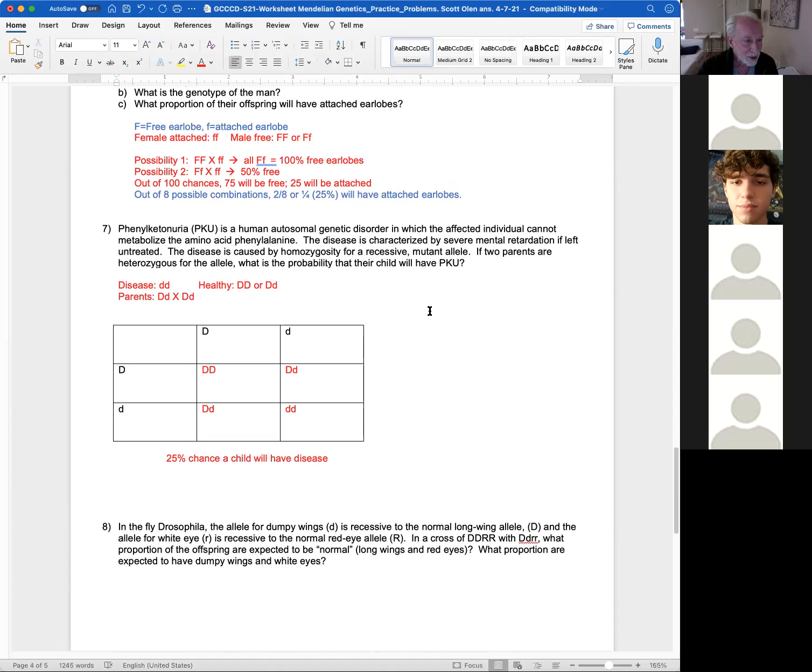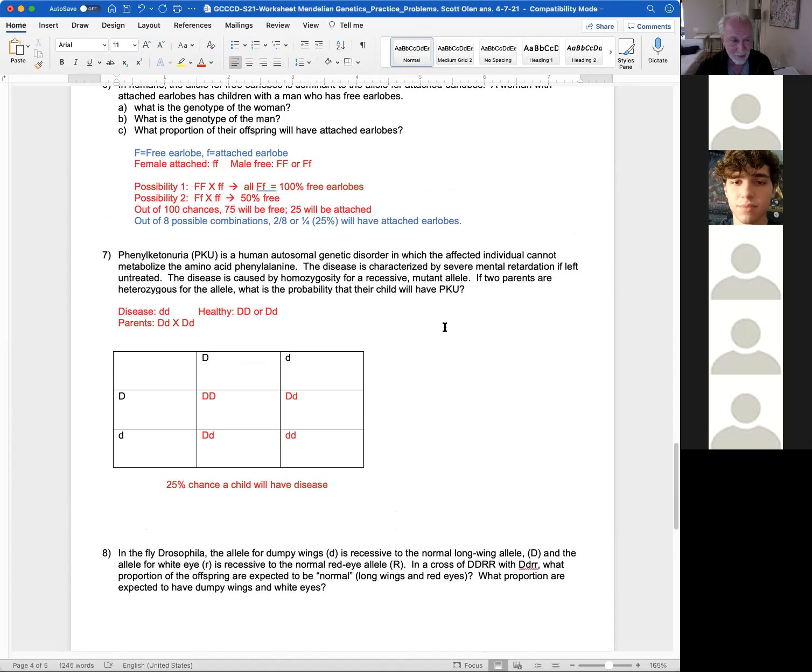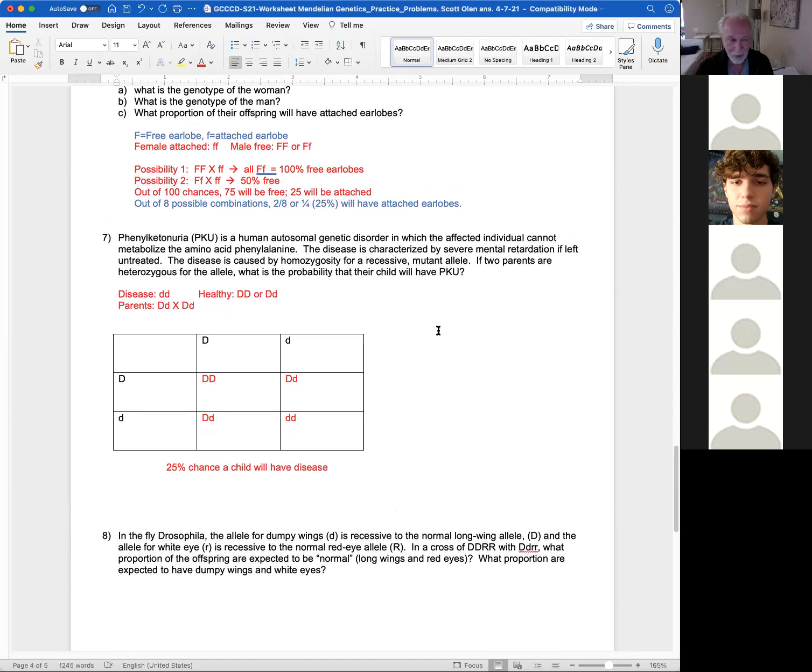Okay, let's do number 7, phenylketonuria. It's a human autosomal genetic disorder. What does that mean? Autosomal genetic disorder. Anyone want to guess? We've talked about it.